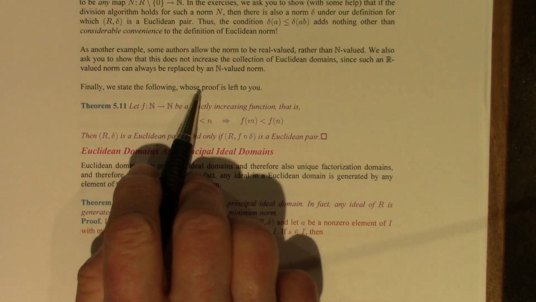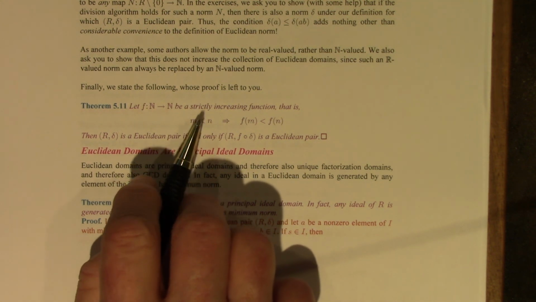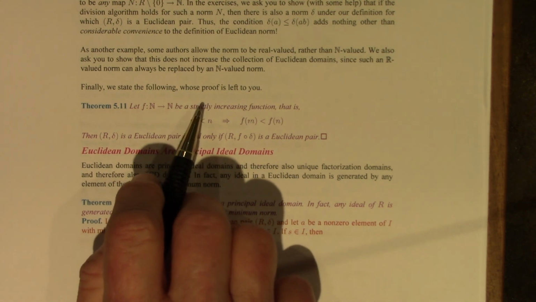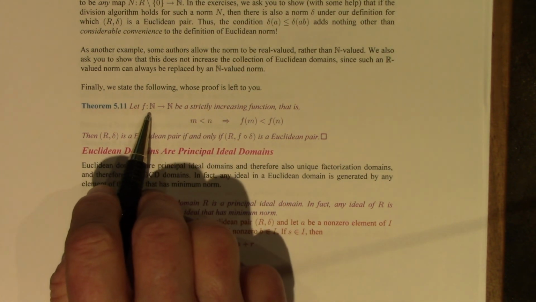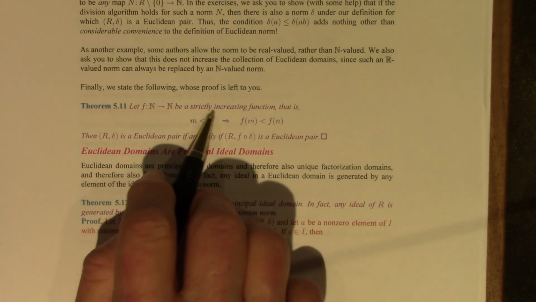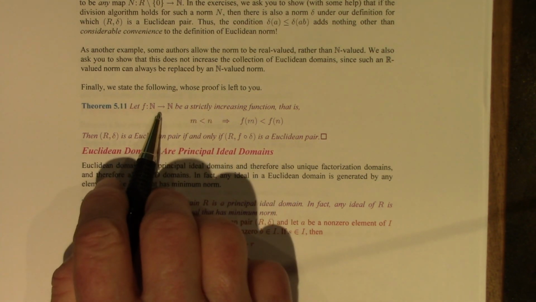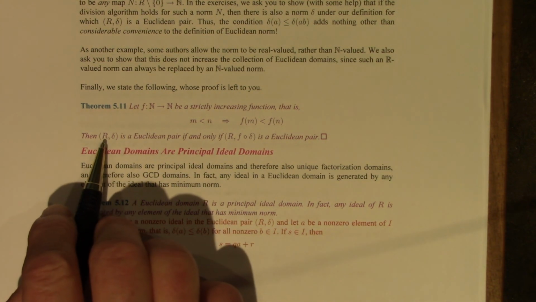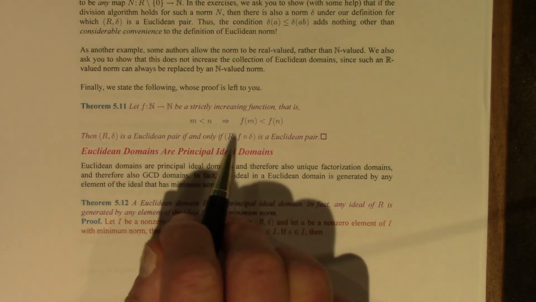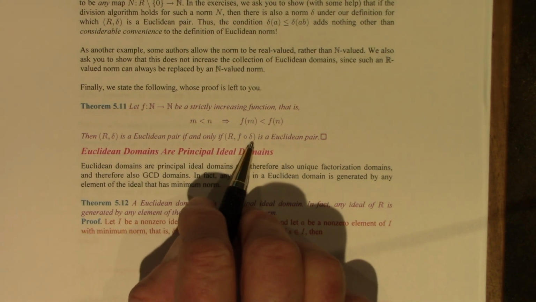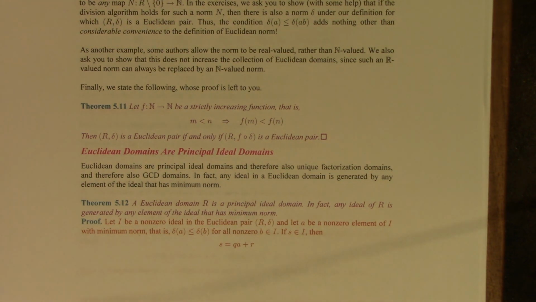Finally, here is a theorem whose proof I leave to you. We've seen a couple of examples of this. If f is a strictly increasing function on the natural numbers, then the pair (R, delta) is a Euclidean pair if and only if (R, f composed with delta) is a Euclidean pair. So you can, in some sense, inflate any Euclidean norm. If you do it properly, you get another Euclidean norm.